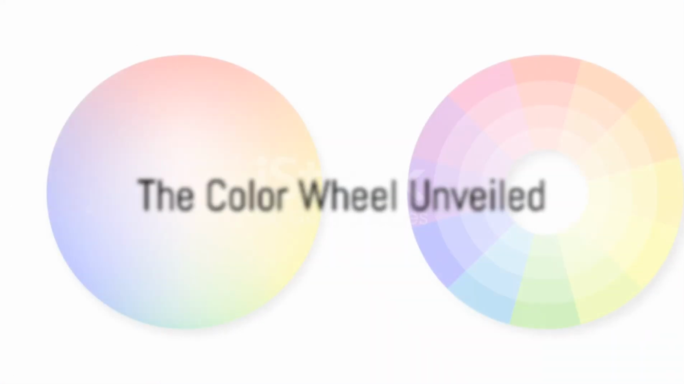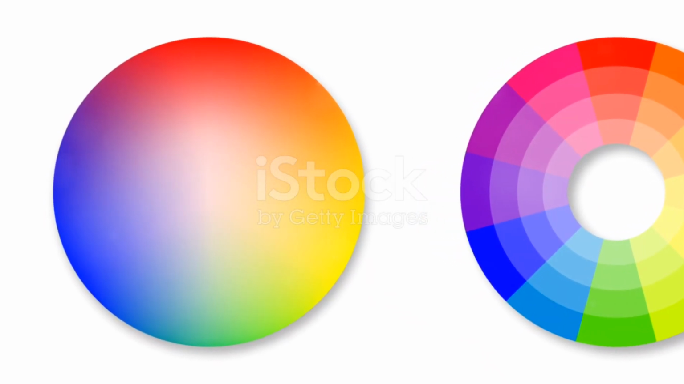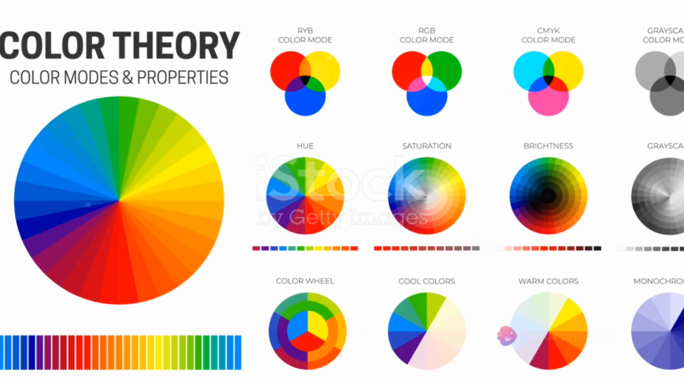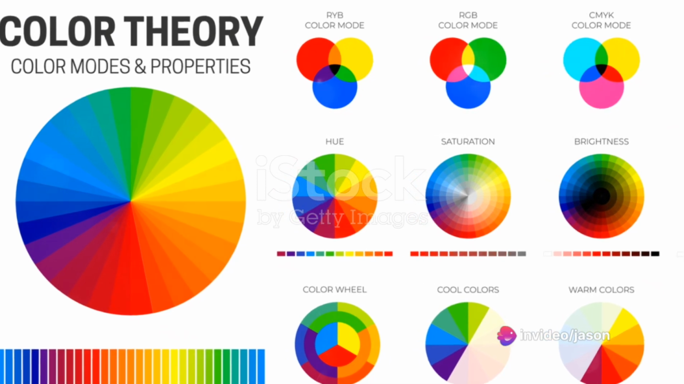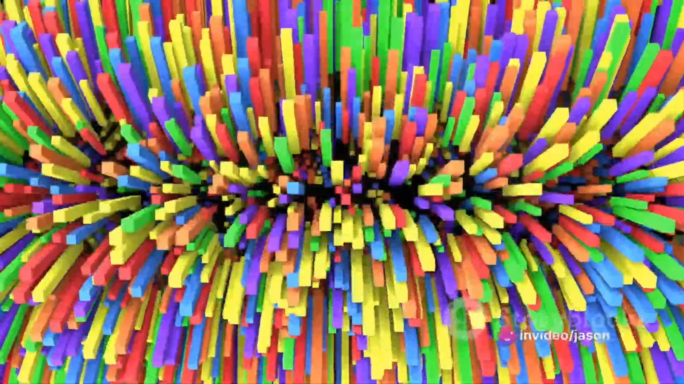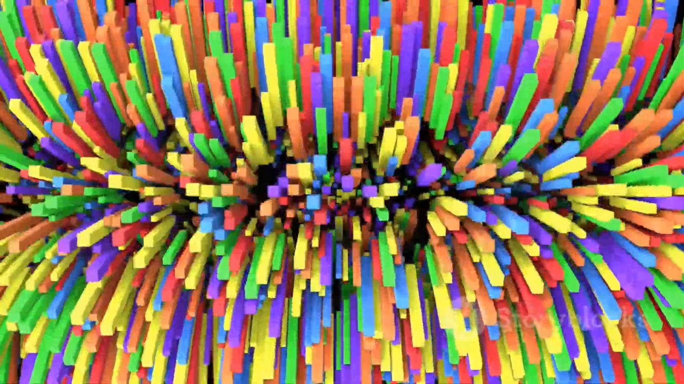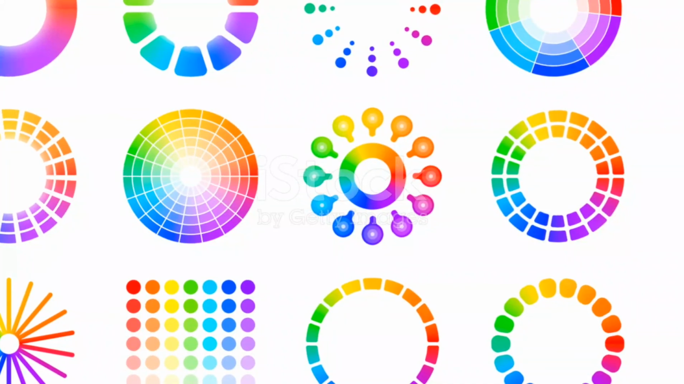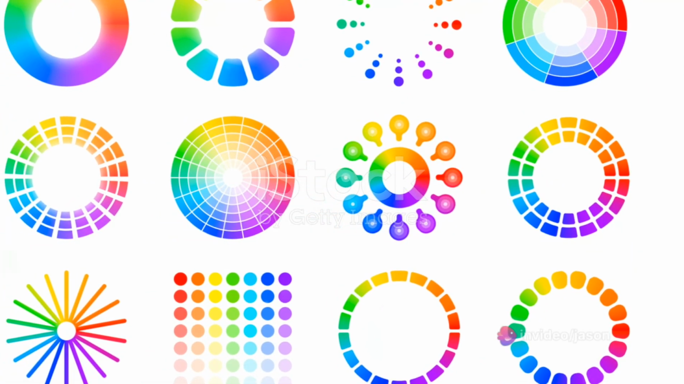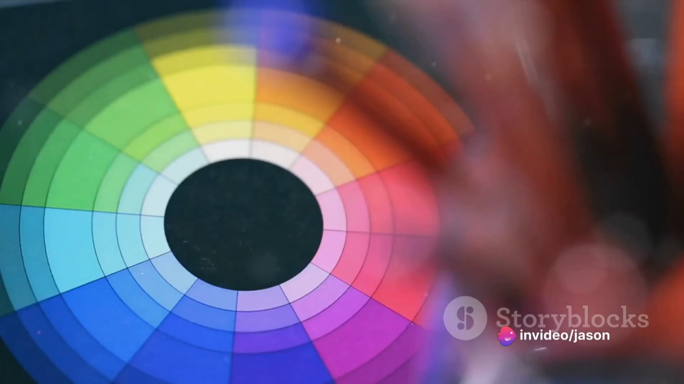The color wheel, it's not just a pretty circle of colors, it's a powerful tool in your digital art arsenal. Imagine the color wheel as a pie, sliced into 12 delectable pieces. Each slice represents a color. Now, let's look at the first 3 slices, red, blue, and yellow. These are our primary colors. Like the primary ingredients in a recipe, these colors form the foundation of all other colors.